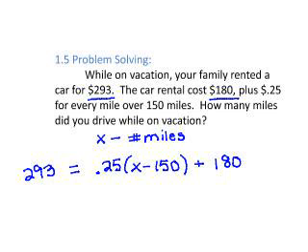So if we're trying to figure out how many miles we went, we've got to get the x over here all by itself. So let's get rid of the 180 first of all. So we subtract 180 from both sides. 293 minus 180 is 113.